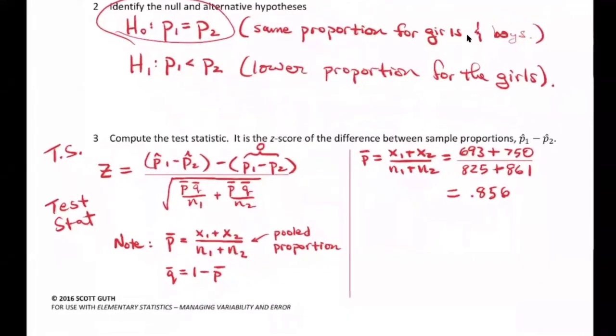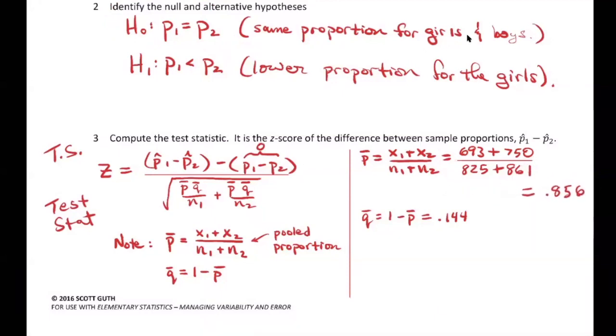And then you'll need that Q bar. So 0.144. Any questions about all that? And I'm going to try and get some space back here.